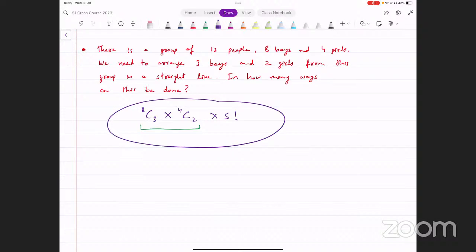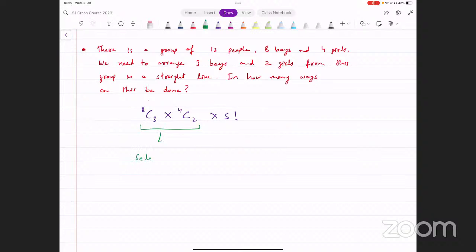All right. So in the first part here, what you're doing is you are selecting 3 boys and 2 girls. Once you've selected all of those 5 people, now you are arranging those 5 people. All right. This is how it works. So you can sometimes do it in steps. First choose something and then arrange them. Let's take another example.